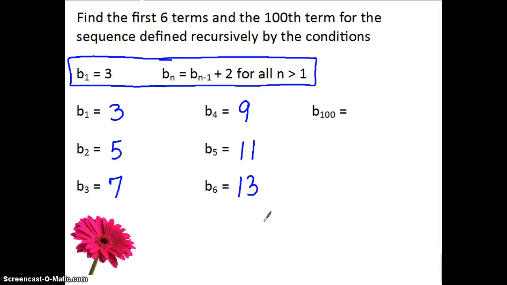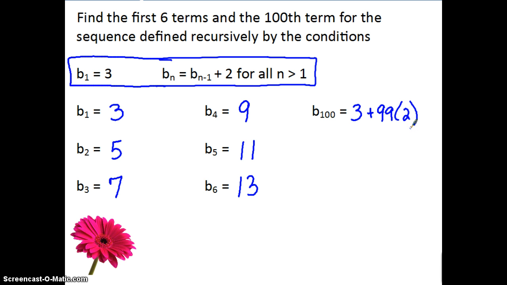We already have the first term, which is 3. To get from the first term to the 100th term, we don't need to add 100 2's. We only need to add one less than that. We only need to add 99 2's, because we already have the first one. We need 99 past that. So we're going to take our starting number, 3, and add 2 99 times.